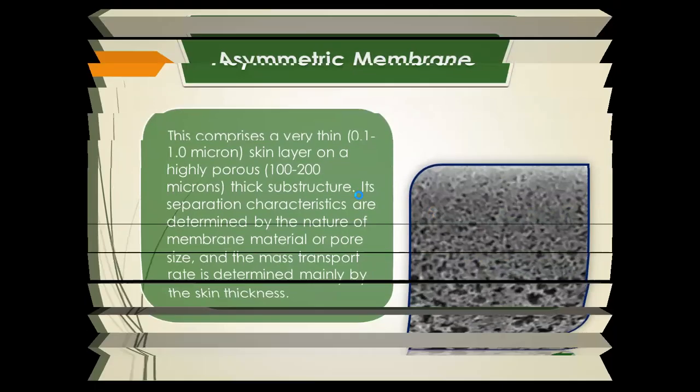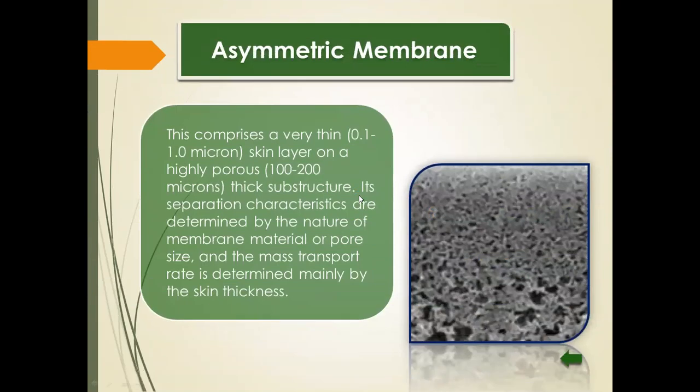For the asymmetric membrane, this comprises a very thin, 0.1 to 1 micron only, skin layer on a highly porous 100 to 200 microns thick substructure. Its separation characteristics are determined by the nature of the membrane material or pore size. And take note, the mass transport rate is determined mainly by the thickness of this particular membrane. So the amount of material that is allowed to pass through will be dependent on how thick this asymmetric membrane is.